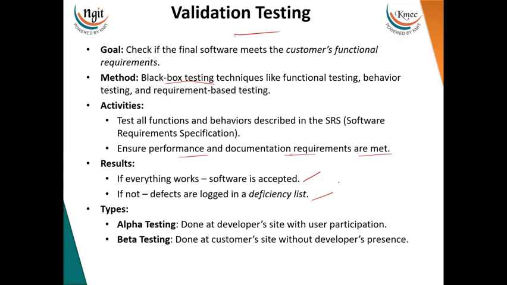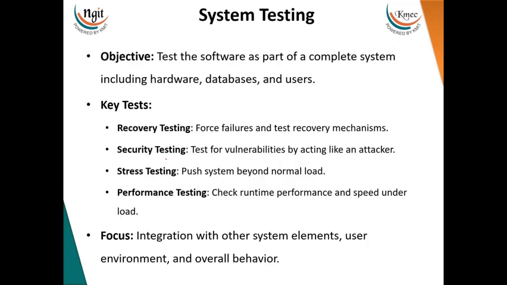Beta testing is done at the customer's place by actual users. In this kind of testing, we don't have developer presence. The developers are not usually present at this point, because it is done at the place where the software is going to work, that is, at the customer's place by the actual users. That is beta testing. Next, we talk about system testing.